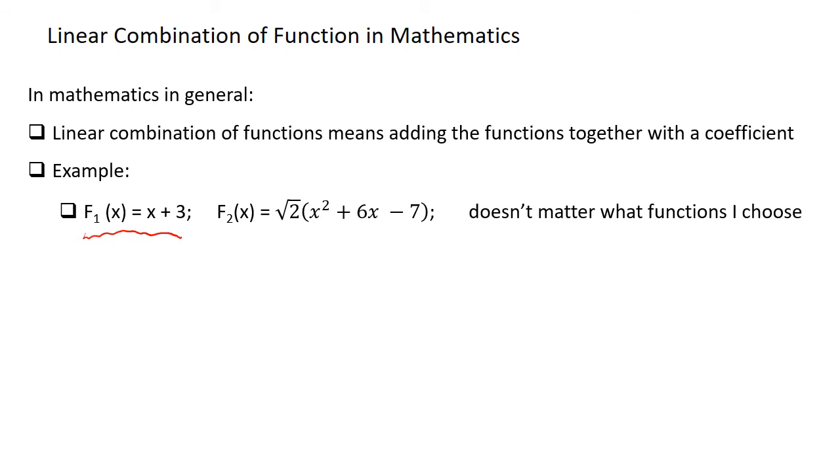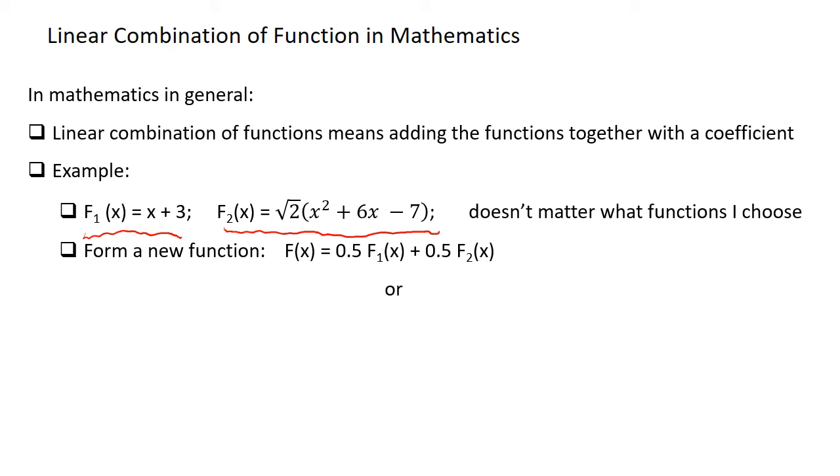The other function, maybe it's a little bit more complicated. So let's say that that function is the square root of 2 times the quantity x squared plus 6x minus 7. Now, it doesn't really matter what functions I choose, but for an example, I've got to pick something. So let's pick these two. What I'm going to do is to form a new function by combining f1 and f2. So I'll do that by taking my new function, which I'll call just f of x. And it's going to consist of 1/2 of the f1 function plus 1/2 of the f2 function.